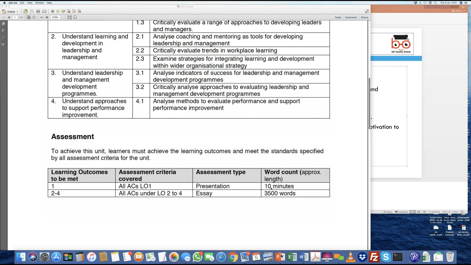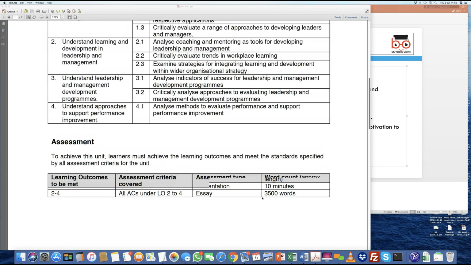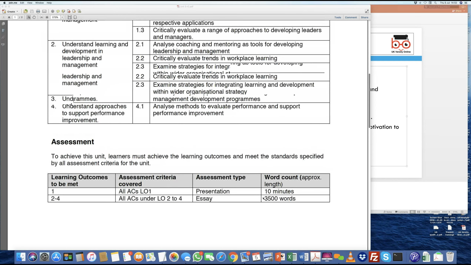Now it says approximate word count, and obviously 3,500, which means plus minus 10%. But don't worry about this. This is just an indicator or a suggested word count. It could be as detailed as possible, and there is no restriction at levels when we are doing assignments. Okay, now let's get back to the unit.